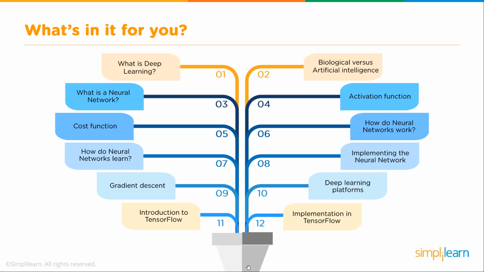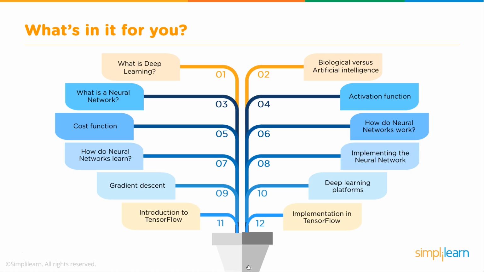We're going to cover what is deep learning. We're going to take a look at the biological versus artificial intelligence. What is a neural network? Activation function in your neural network, and the cost function, and how do neural networks work? How do neural networks learn? So you'll see a switch right there. We just went from how they're working in the math in the background to exactly how they're learning.